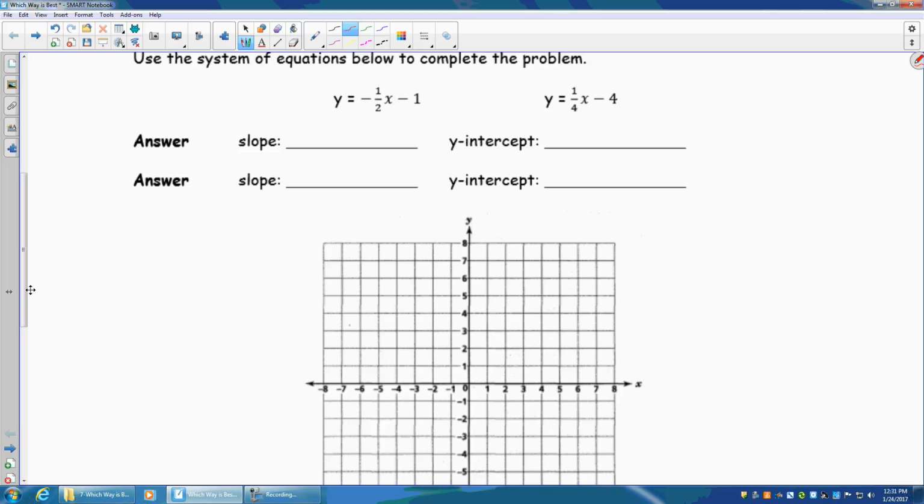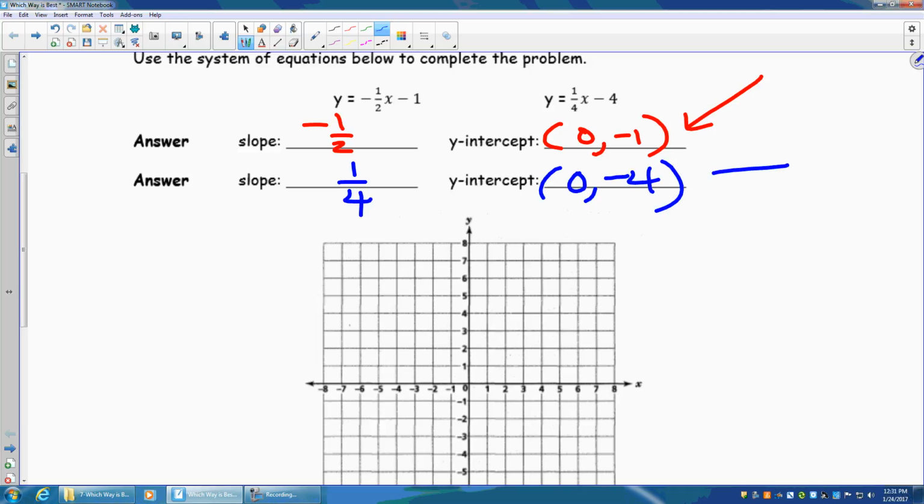Hopefully that was enough time. Our slope for this first one was 1/2, and my y-intercept is 0, -1. Look at yours. If it doesn't say that, yours is wrong. I see a lot of people that just leave it as -1. It needs to say that. The other one is 1/4 and 0, -4. Again, if you don't have 0, -4, change it so it actually says that for me now.